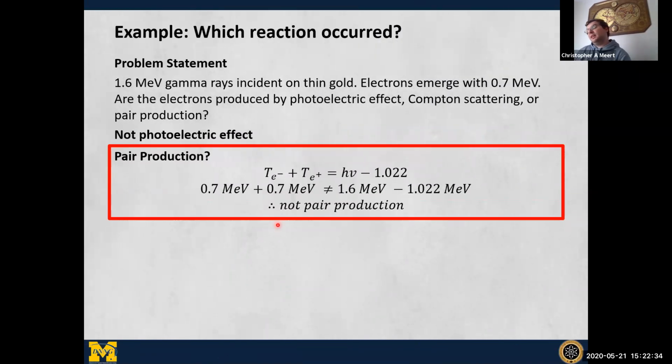Next, we can test pair production. Again, we work from the basic equation we have. We can take the kinetic energy of the electron and the positron to be the same, and we can plug in values that we know. Again, this relation does not hold up, telling us that pair production did not occur.